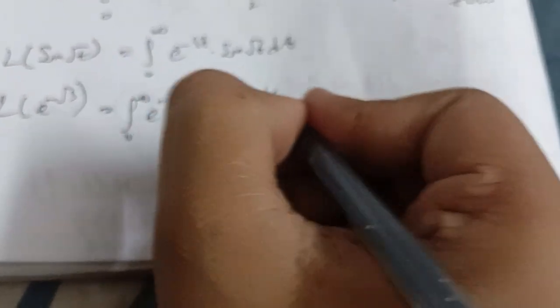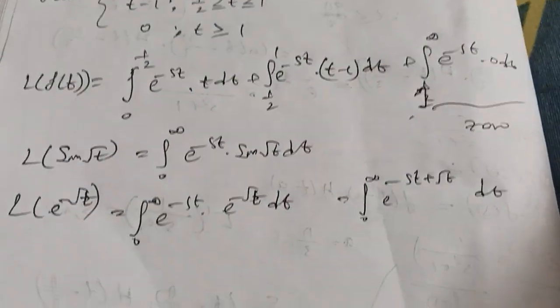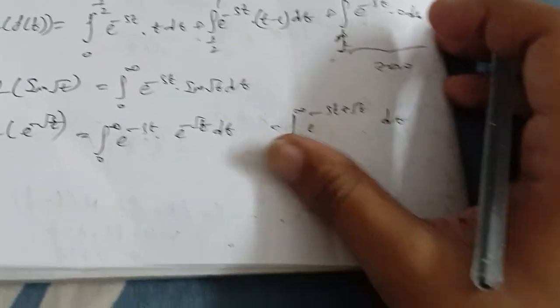What if Laplace of e power minus root s? It is integral from 0 to infinity of e power minus st times e power minus root t dt. So it is another tough one. How could we do that? If we see it well, it is integral from 0 to infinity of e power minus (st plus root t) dt. This is a pretty tough integral. We can't do it directly. So for this, we know the Taylor series expansion.